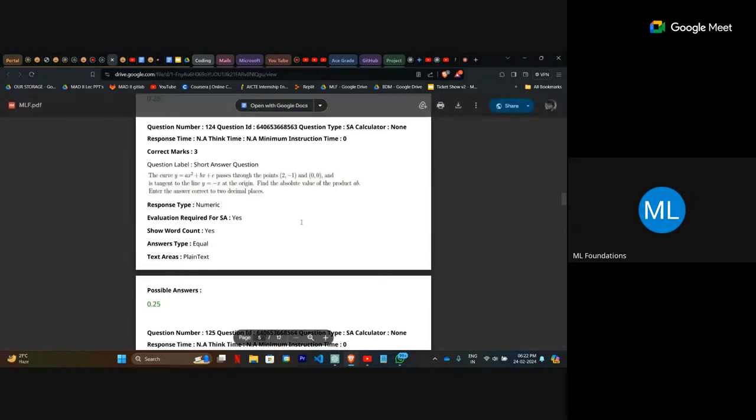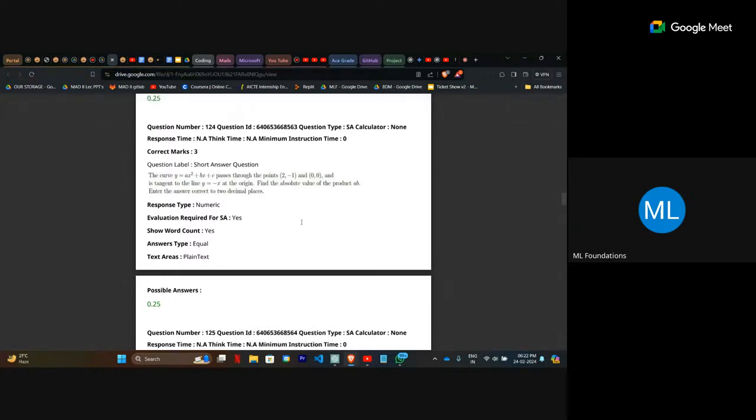So you will get some equation there, and another piece of information is that it is tangent to the line y equals -x at the origin. So what does that mean? Origin is 0, 0. It's basically that you have to find the directional derivative at 0, 0, right? So this question was very tricky. Linear approximation.